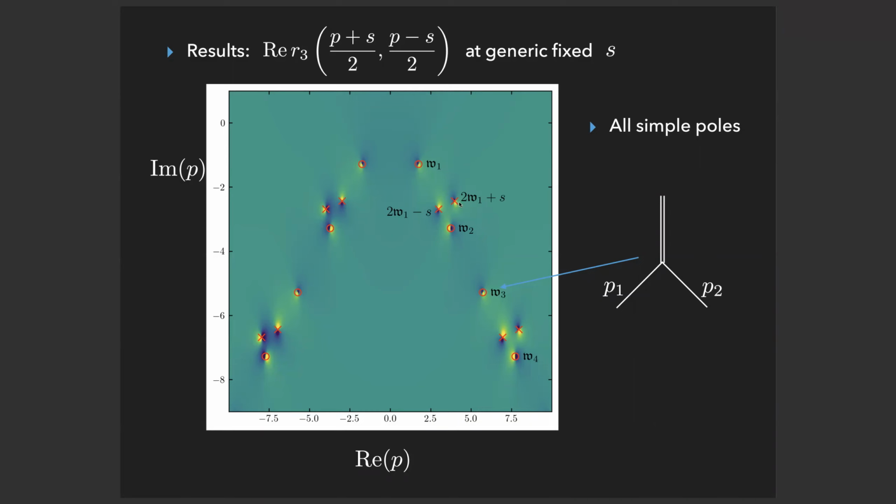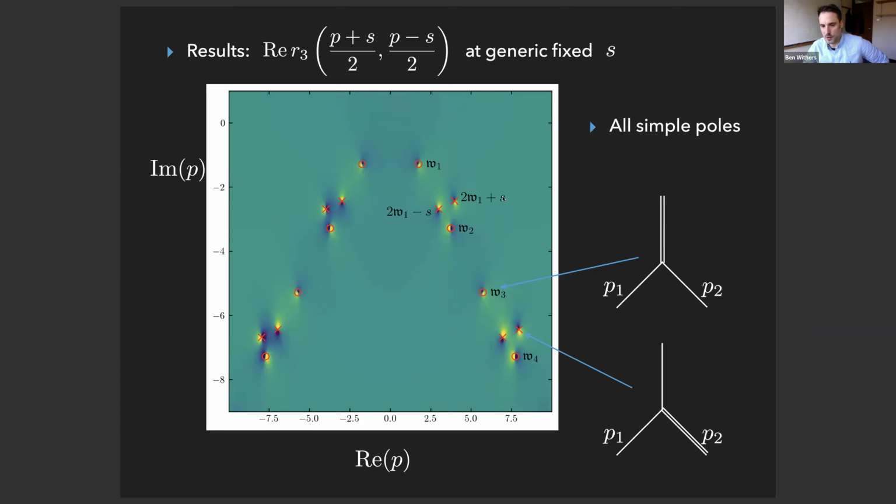Okay, so that was the circles. The crosses correspond to situations where one of the incoming legs, either P1 or P2, is a quasi-normal mode. So that will depend on S. You can show that these crosses will occur at twice the quasi-normal mode frequency, plus or minus S. So these crosses are a pair, plus or minus S, coming from twice this quasi-normal mode frequency.